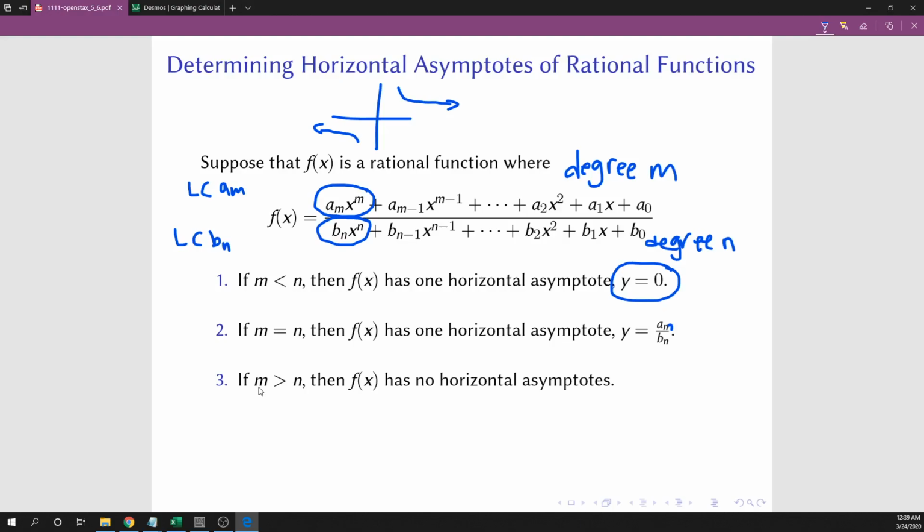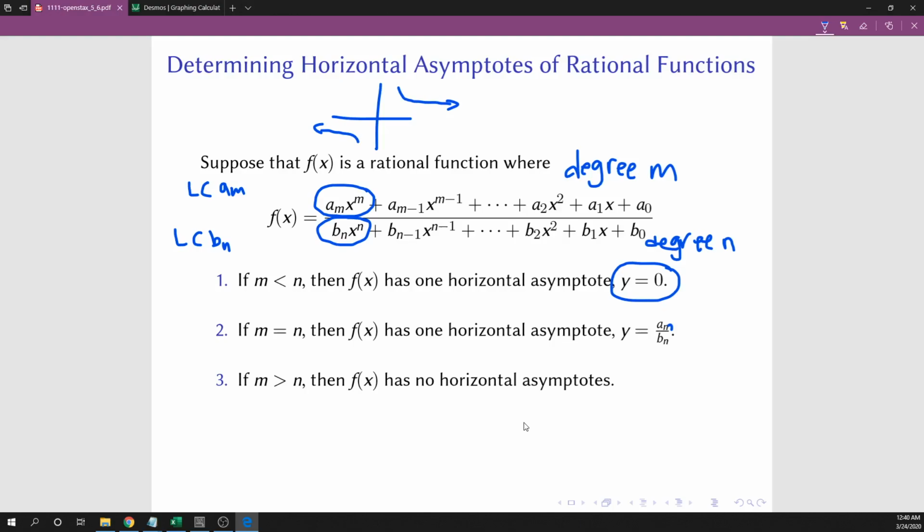And then the last case is that the bigger power is in the top. If the bigger power is in the top, then that makes this top part bigger than the bottom part in the long run, when you go really far to the right or really far to the left. And that will mean that f of x will have no horizontal asymptote in that case.